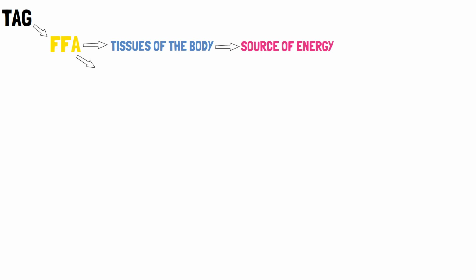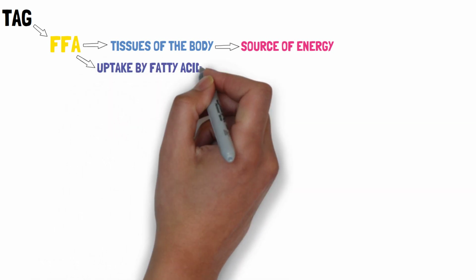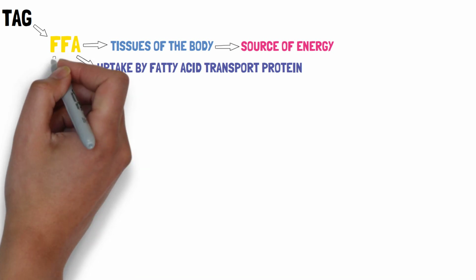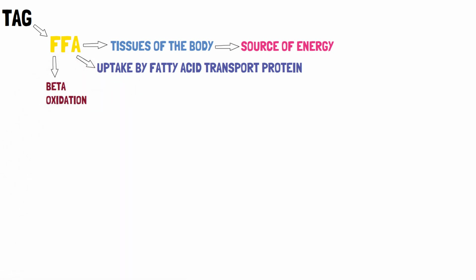The uptake of free fatty acids by cells is mediated by the protein fatty acid transport protein on the plasma membrane. Once inside the cell, free fatty acids can undergo beta oxidation, a process that breaks down the fatty acids to generate acetyl coenzyme A molecules. Acetyl coenzyme A is further oxidized in the mitochondria to produce ATP, the main energy source for the cell.